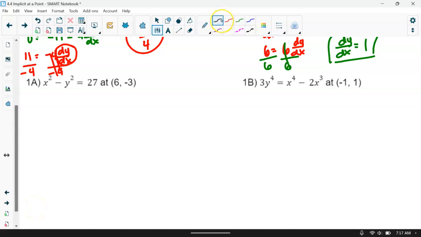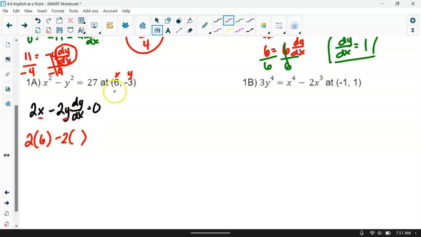And here we go. So again, the derivative, you should have 2x minus 2y dy/dx is equal to 0. Now I'll go ahead and substitute my x and y. 2 times x, or 2 times 6, minus 2 times y, or -3, then dy/dx is equal to 0. So now here I've got 12 plus 6, right, from negative times negative, dy/dx is equal to 0.